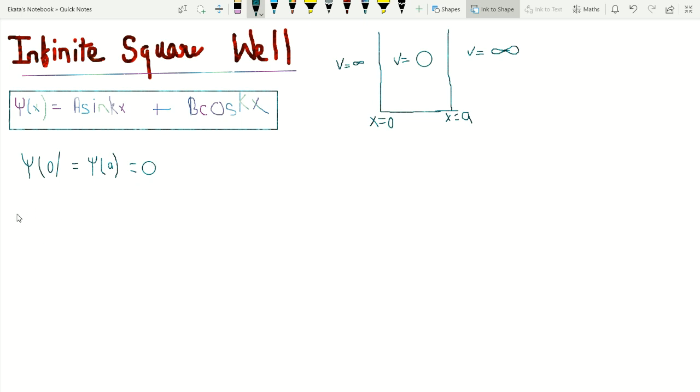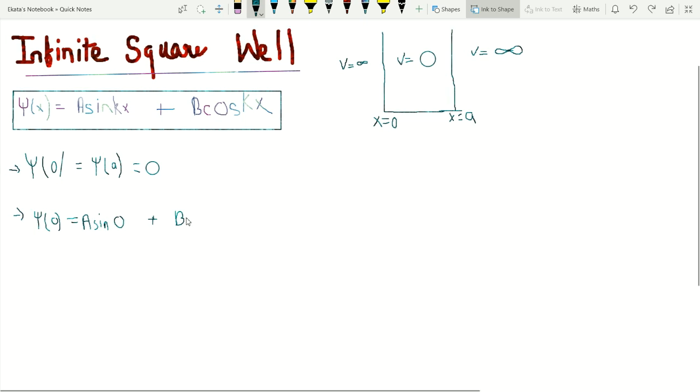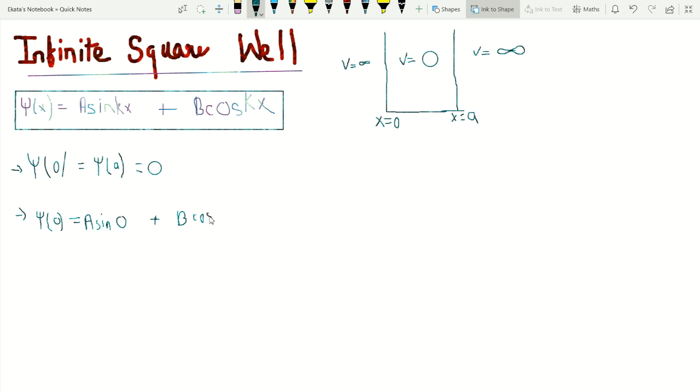So it means that psi, we can write it as psi(0) equals a sine 0 plus b cos 0. So this is the condition that the wave function has to follow.